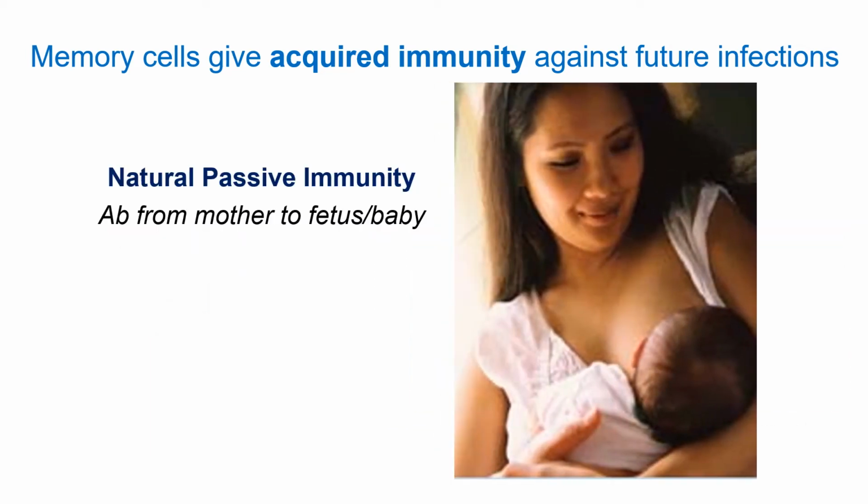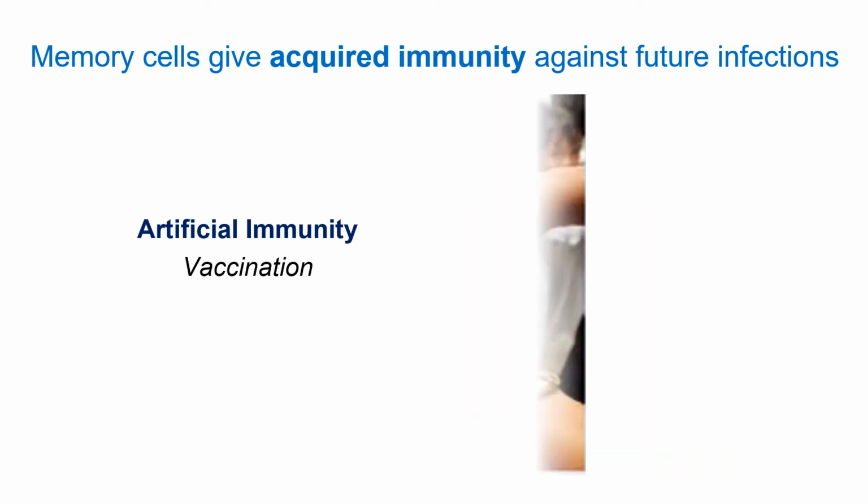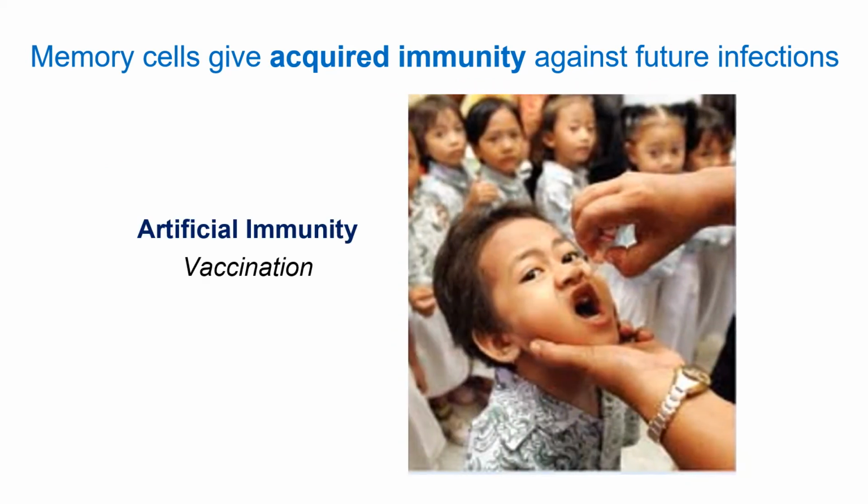There's also natural passive immunity. We already talked about this. This is where the mother is giving antibodies to the baby, either through the placenta or through the breast milk. And then there's artificial immunity. This really refers to vaccination. We'll talk about that shortly. You can see there's a child there getting, looks like, the oral polio vaccine.